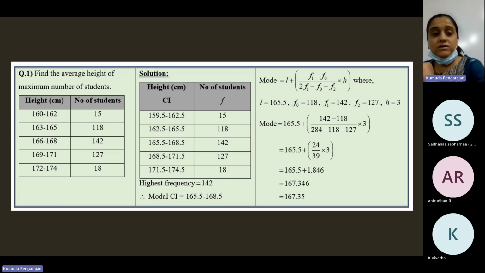So now which one to find? They've just said average height. Which one to find? See ahead: average height of maximum number of students. So where do we use this concept of maximum number? To find the modal class interval, no? Where the frequency is highest, where the number of students are clustered.